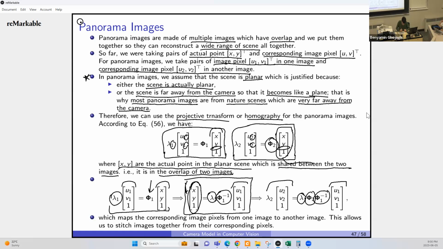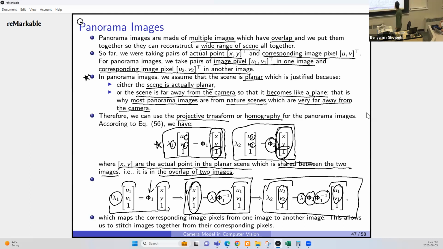So again, the whole idea is that I start with one of the equations. I found xy1 from one of the equations. Then I replace xy1 in the second equation. I will get this. What is this? This is a mapping from image 1 to image 2. Mapping of u1 v1 to u2 v2, or vice versa. Now you know the corresponding pixels.